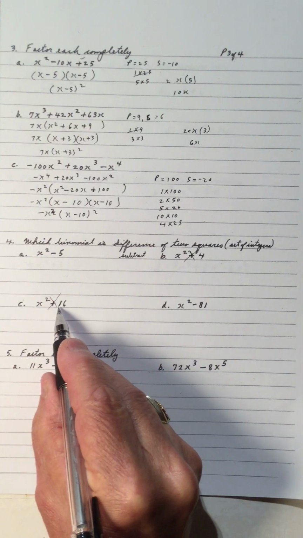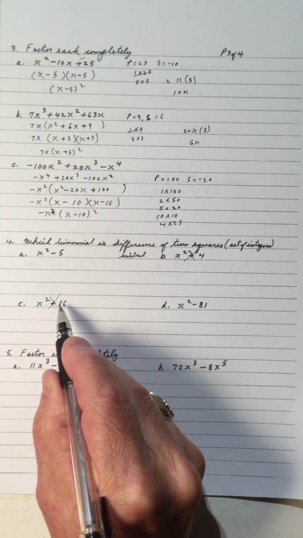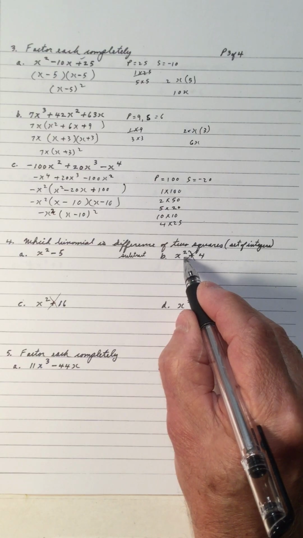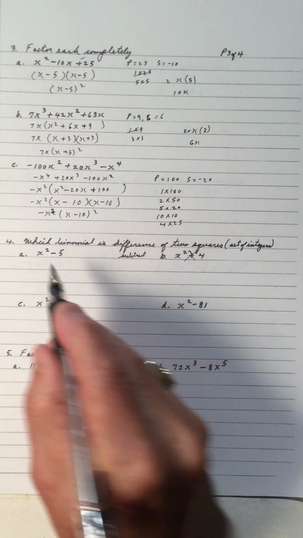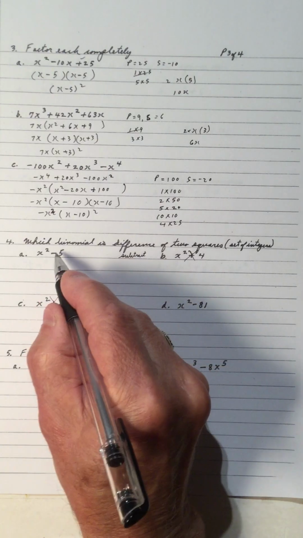This is the sum of two squares. That's an x being squared and 4 being squared. That's an x being squared and a 2 being squared. So this is the sum of two squares, not the difference. So it's one of these two.